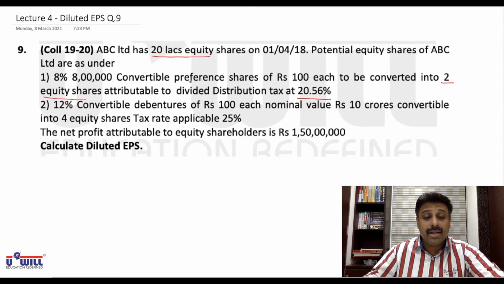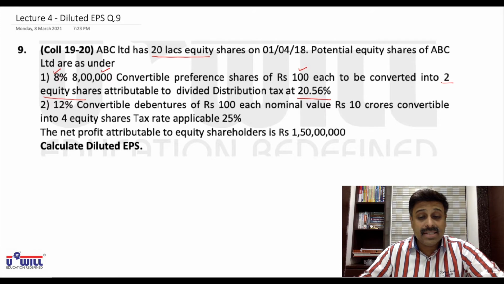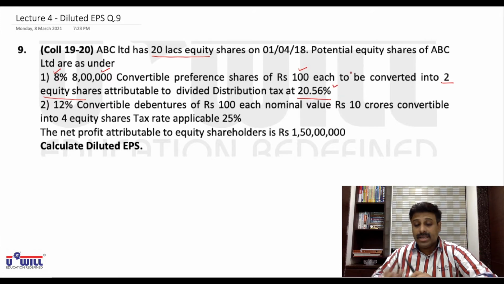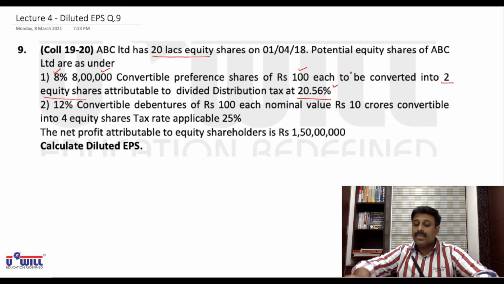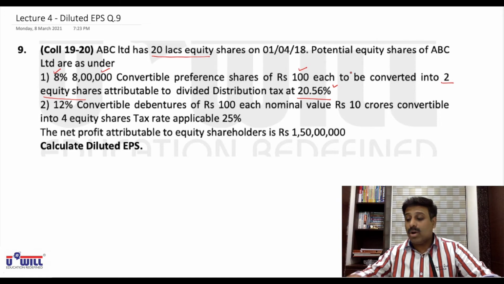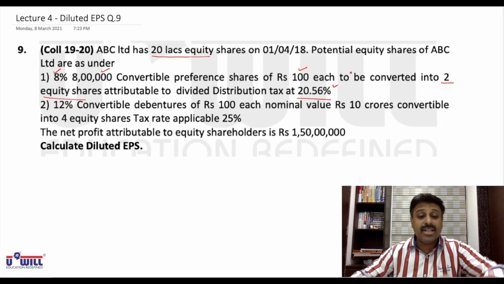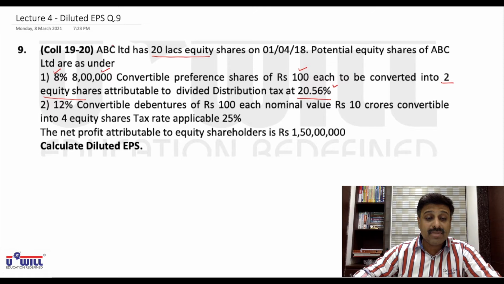So what will be the incremental earnings? 8 lakh shares of 100 face value at 8% dividend. So 8 lakhs into 100, 8 crores, 8%, 64 lakhs, and on that 64 lakhs 20.56% will be the dividend distribution tax. Okay. Further, what will be the incremental number of shares? Potential equity shares itself. So 8 lakh shares will get converted into 2 equity shares each, means 16 lakhs are the incremental number of equity shares. Same with 12% convertible debentures.